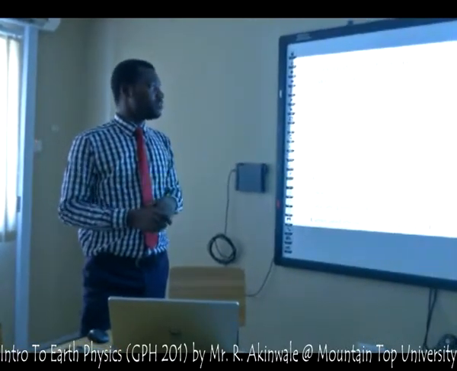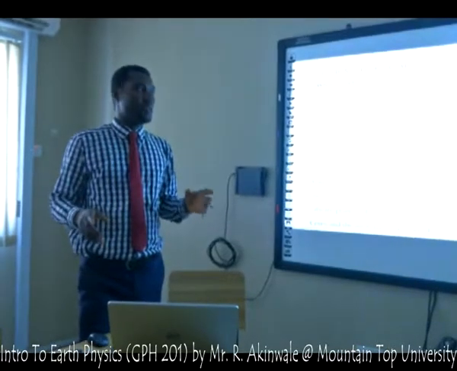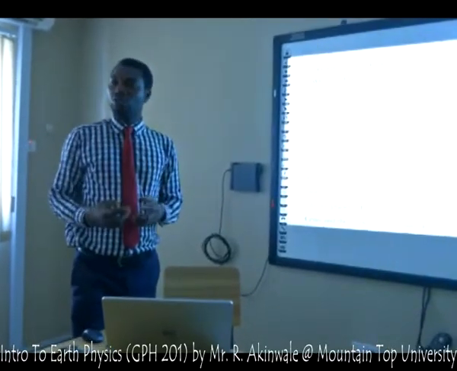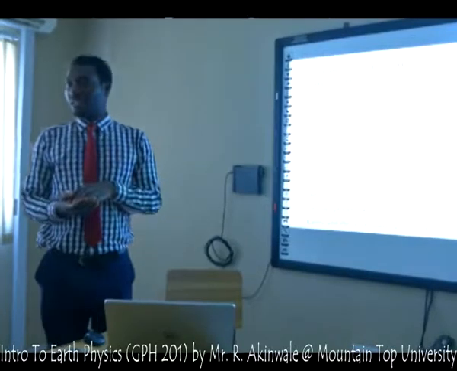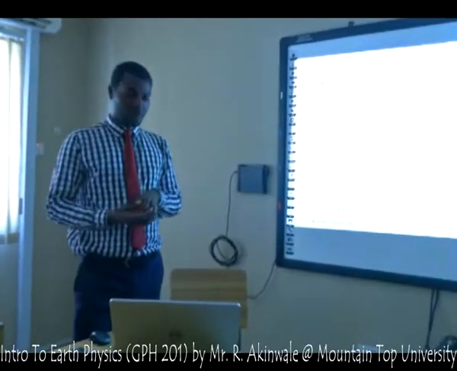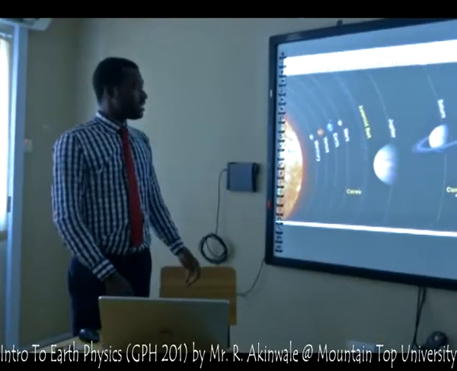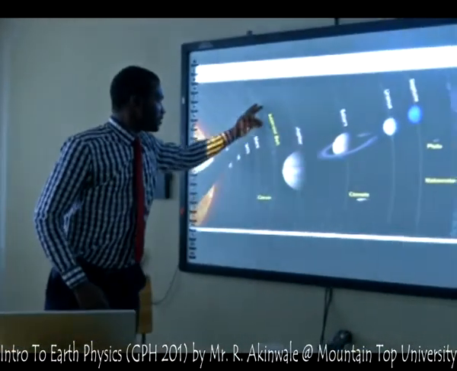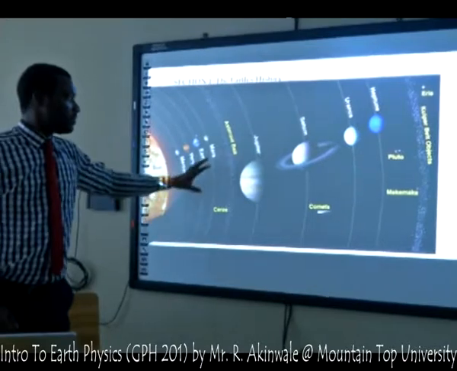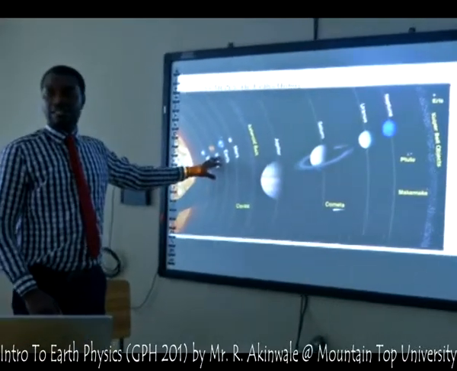Then the fourth is, it must have cleared the neighbor around it of planetesimals. What do we call planetesimals? They are like dwarf planets, small planets. Okay, now if we go back to that image again, we can see that these small objects are all cleared away from the neighborhood of this planet. That's what makes them planet.